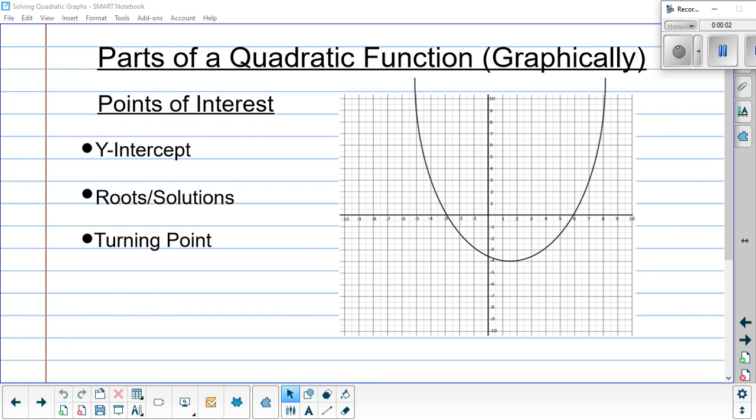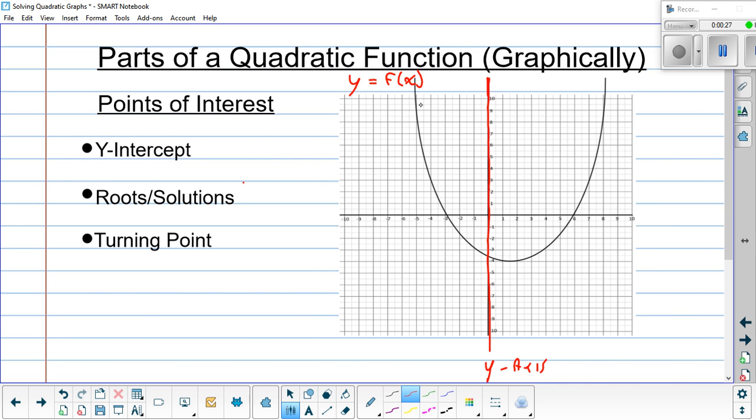So here we're going to look at the parts of the quadratic function, and this is graphically, remember. We have looked at the y-intercept in the past, but it's usually the first thing that we talk about. So the y-intercept is where we cross on the y-axis, right? So it's where our function, remember, is f of x, which is sometimes stated as y equals f of x. So it's along this curve, right?